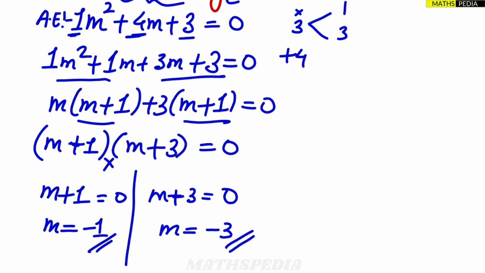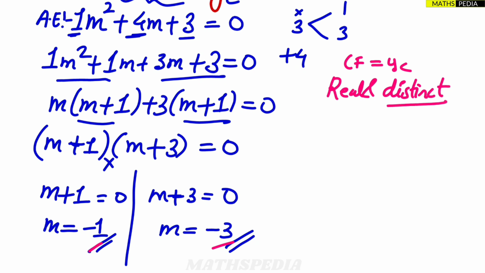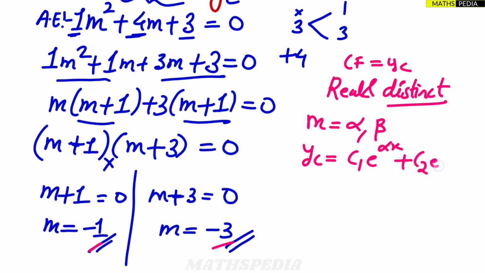You got two roots. Now, as we have discussed before, in order to write the CF value or yc value, we have got two different roots, right? It comes under the category of real and distinct roots. Distinct in the sense of different roots. So how to write the yc value? Suppose m is equal to alpha and beta, two different roots. Then the yc value can be written as c1 e power alpha x plus c2 e power beta x.